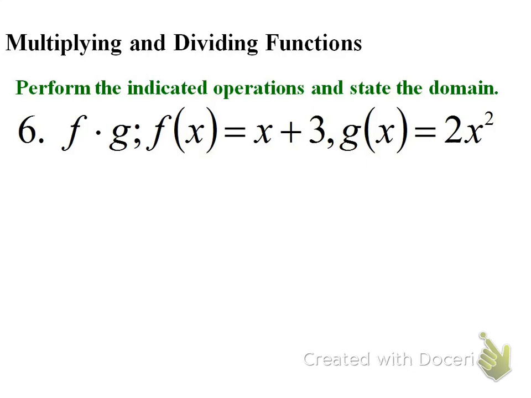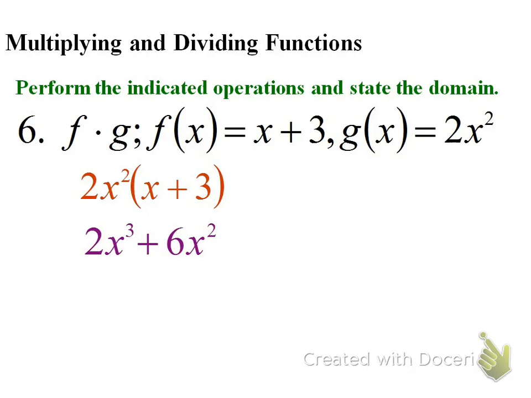All right, f of x times g of x. You can write the g of x second. You can write it in the front. Since multiplication is commutative, it does not matter. I'm just going to write it in the front. How do you multiply two things like that? A monomial and a binomial. 2x cubed plus 6x. Very good. You have to distribute. So we get 2x cubed plus 6x squared. Any restrictions? No.